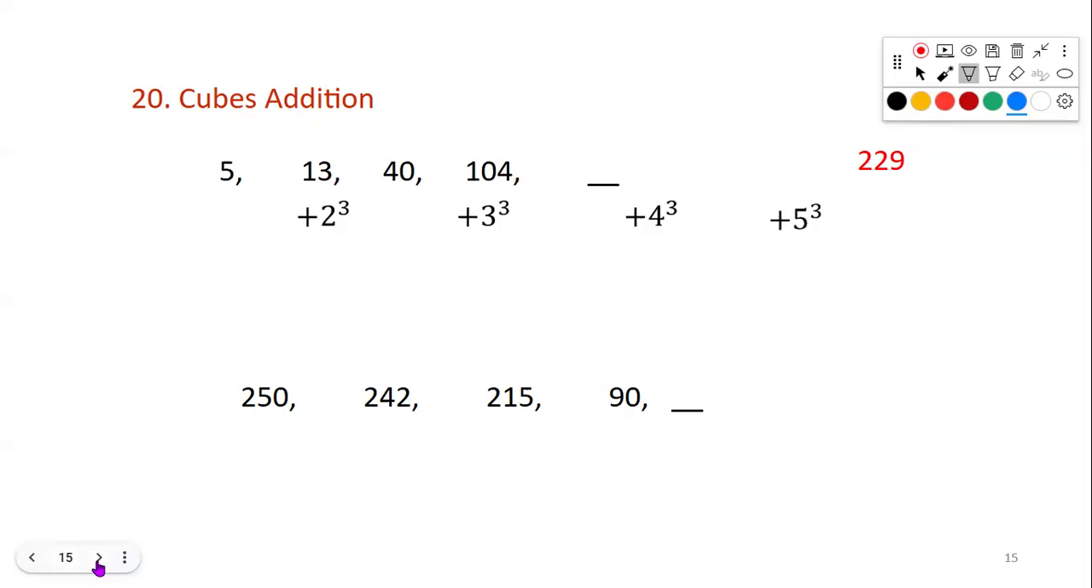So look at the differences. 2 cube, that is 8. Then I have a difference of 27. That means after 2 cube, it is 3 cube. Then the difference is 100 and, okay, so 125 is the difference.